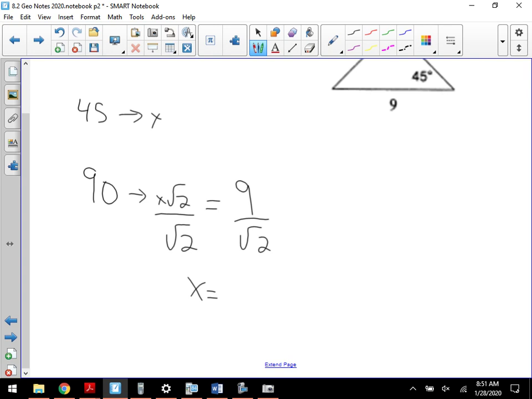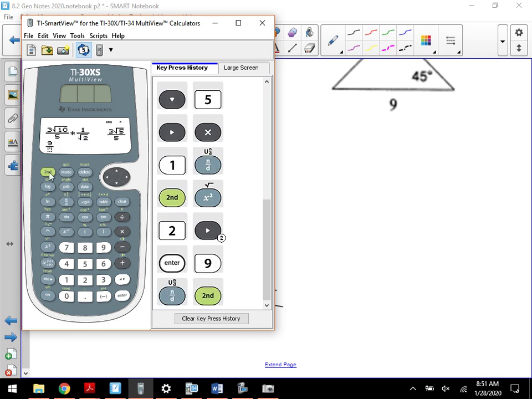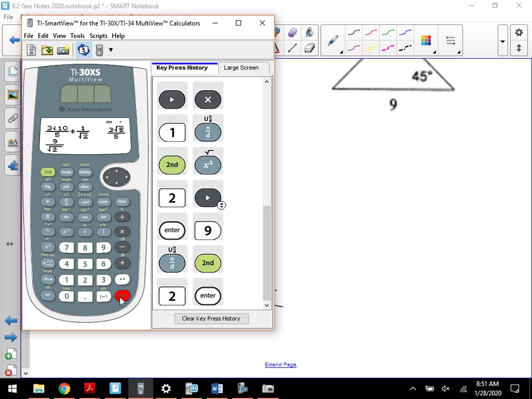So if I put in 9 divided by the square root of 2 in the calculator with the fraction bar, it's going to give you 9 root 2 over 2. Yes, sir. That's going to be the value of x, which goes to both of them. This is 45, 45, 90. Okay? All right, remember, use the calculator, use the fraction bar, and it'll give you the right solution. 9 over the square root of 2, and hit enter.